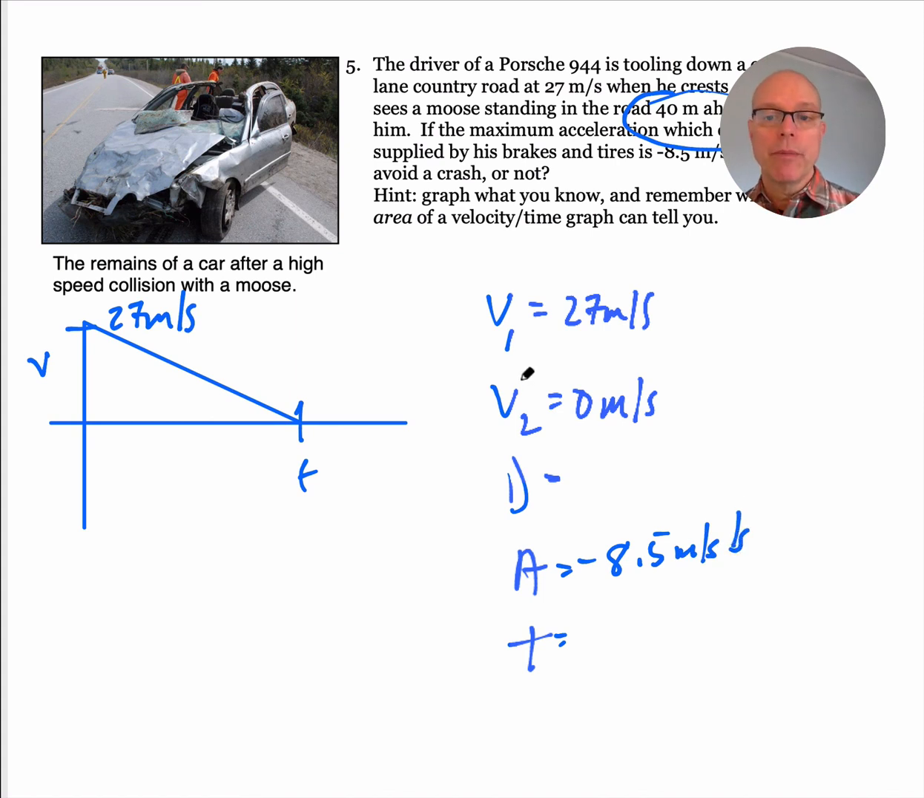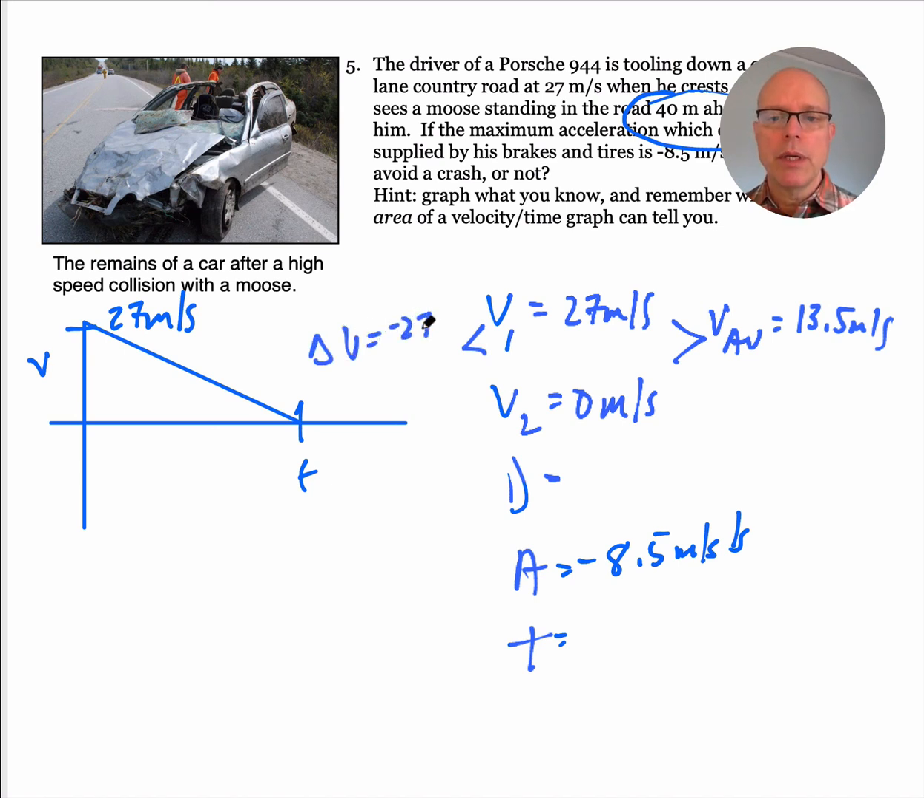First thing we're going to do, as we have been, is figure out the V average. So I just add these two up and divide by 2. I get 13.5 meters per second. And get the delta V. The delta V is going to be negative 27 meters per second. Okay, so we've got those two nailed down.